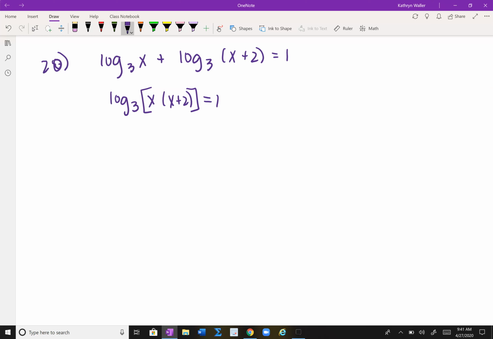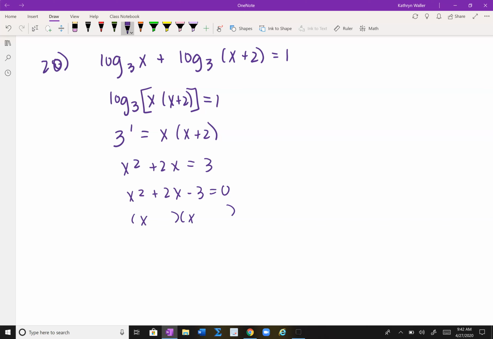So I condensed, and now I'm going to convert. So it's 3 to the other side, which is a 1, is equal to x times x plus 2. Distribute the x, and I have x to the second plus 2x. That equals 3. Pull your 3 over to the left. It's going to become a negative. Then factor it, so it goes to x and x. The 3 is going to go to a 3 and a 1. Signs are different. Biggest is the positive. Looks like that. That gives you x equals 1 and x equals negative 3.